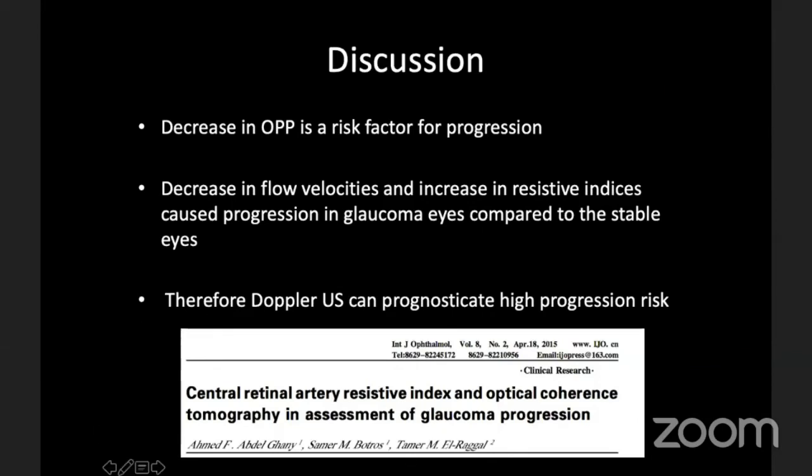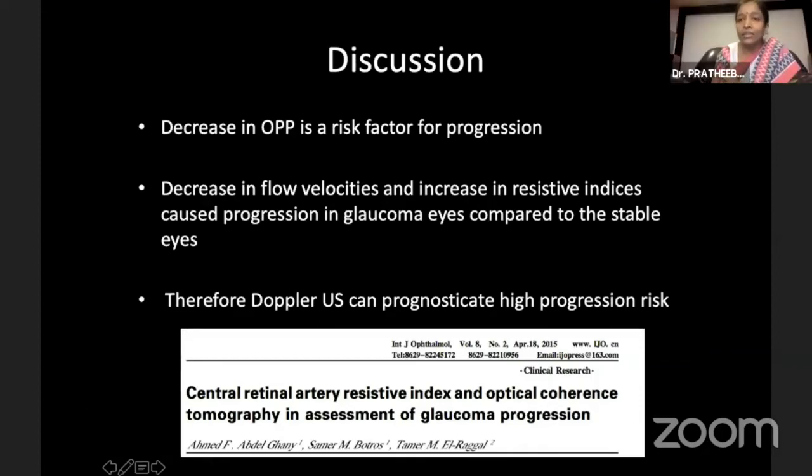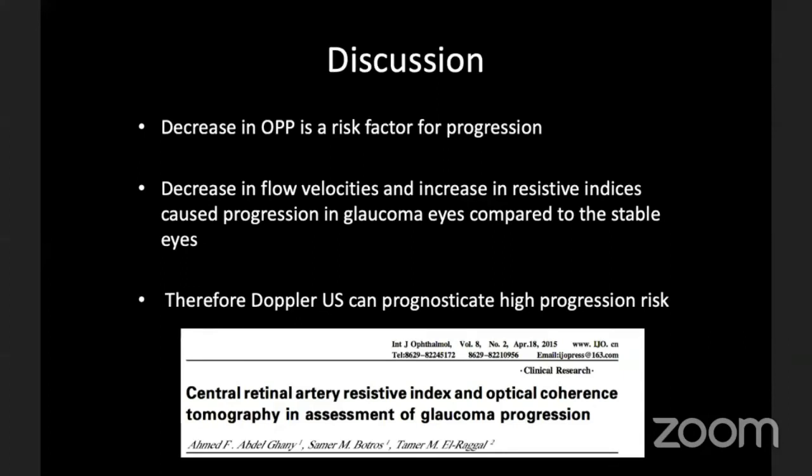Kindly conclude. Kindly conclude your slide. Sir, I think it is not a competitive paper, and I think 10 minutes is given. If I want to conclude, I'll conclude. Okay, you can continue.